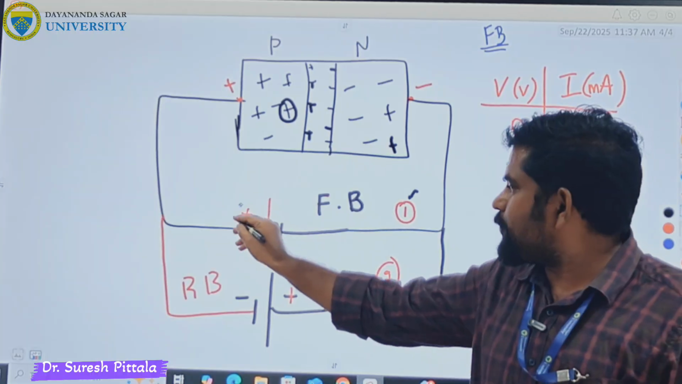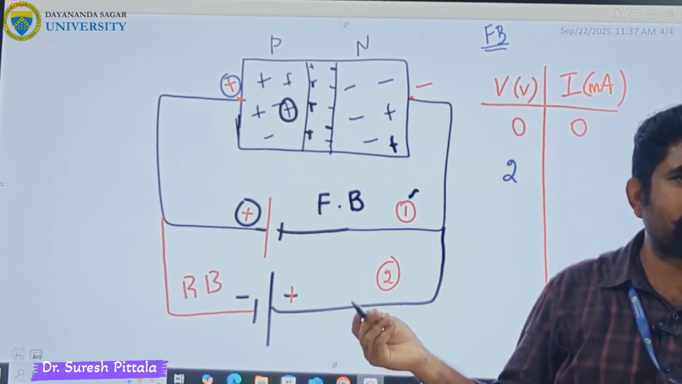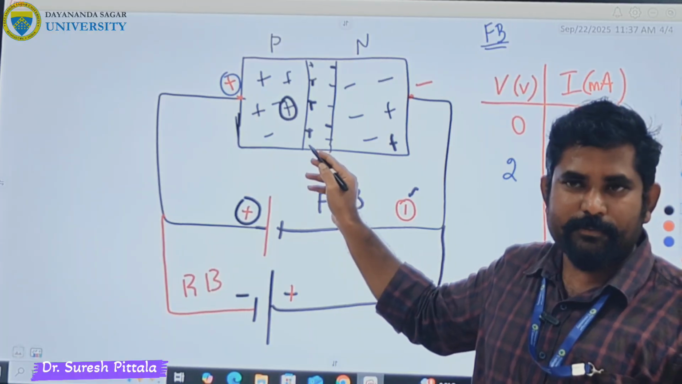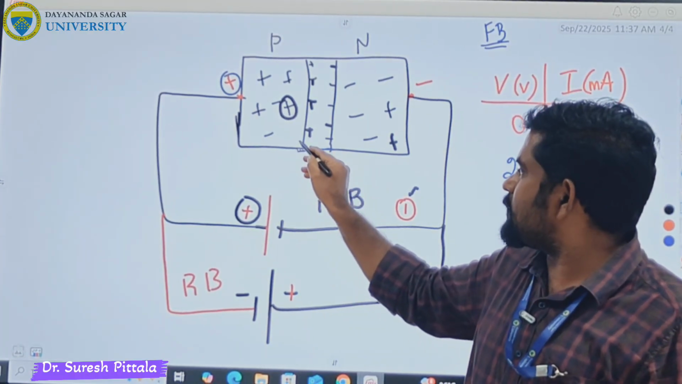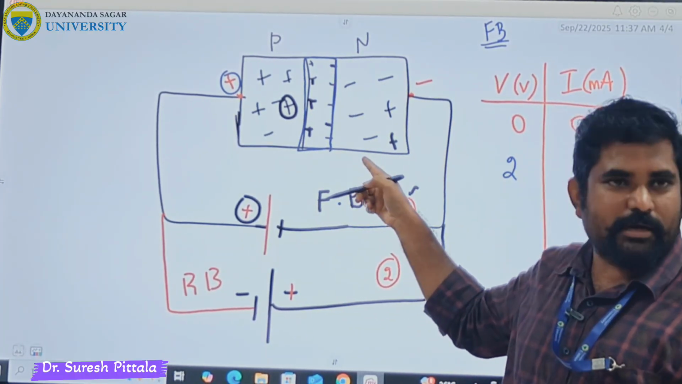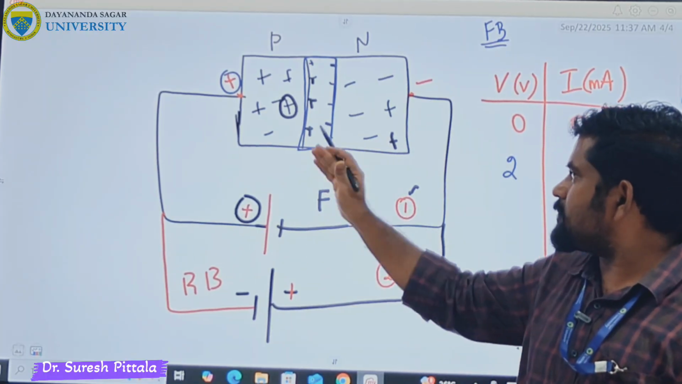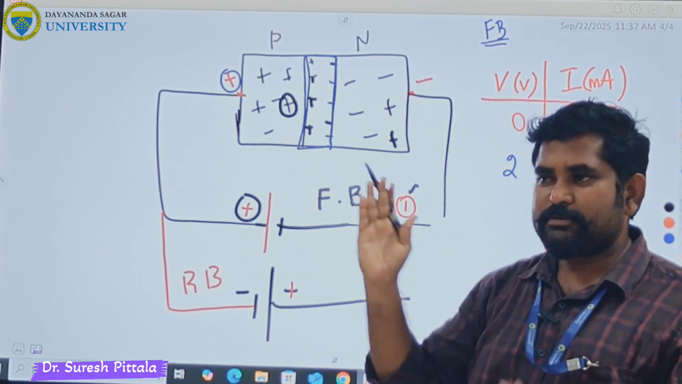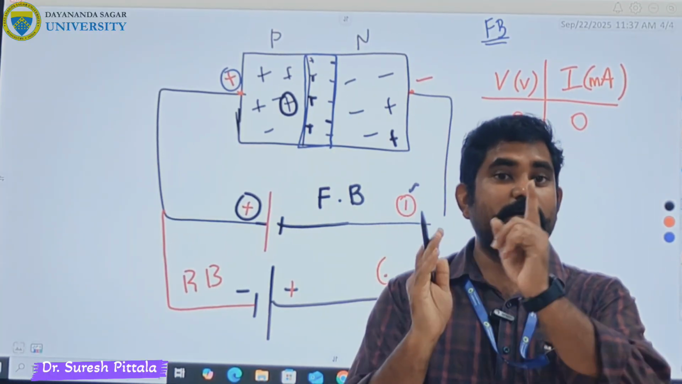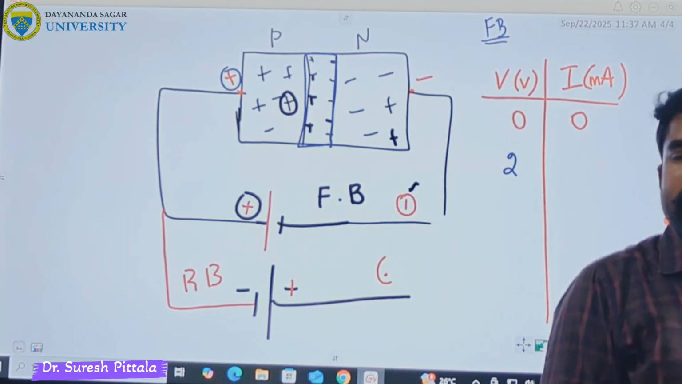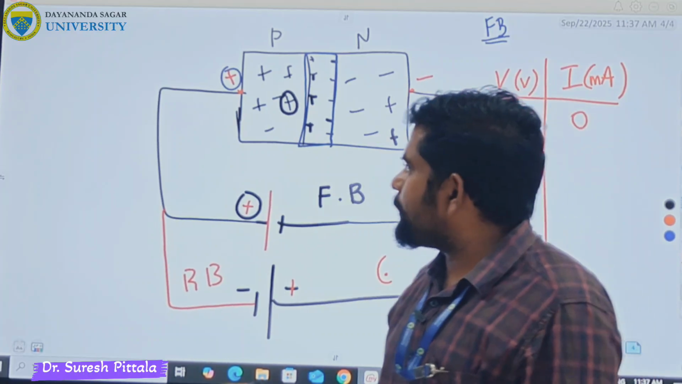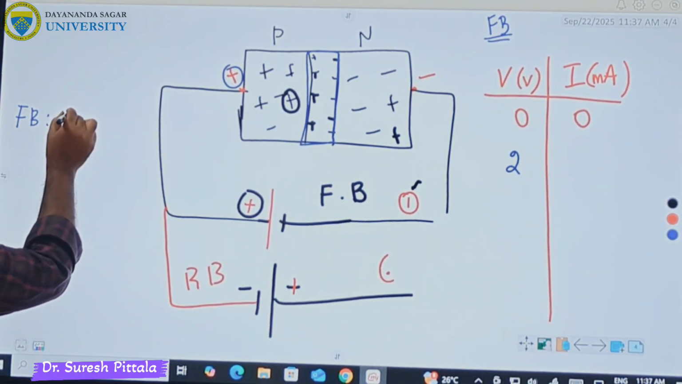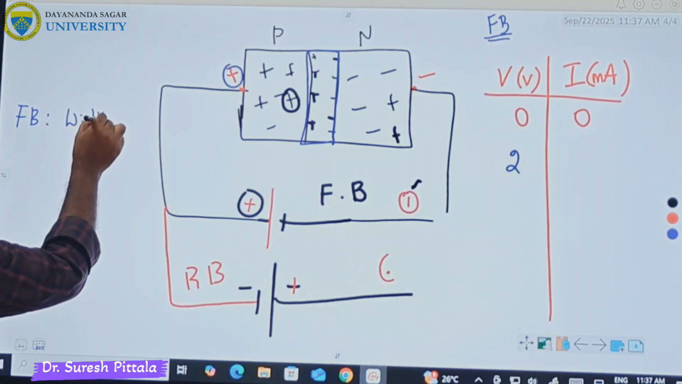Now because there is a positive charge here, a force of repulsion is seen. Therefore, what happens to the depletion layer? The width of the depletion layer was this much before connecting. Once you connect the forward bias, charges are moving this side also. So what happens to the depletion layer? It decreases. Very, very important point. In the forward bias condition, the depletion layer is reducing. The width of the depletion layer, what happens?